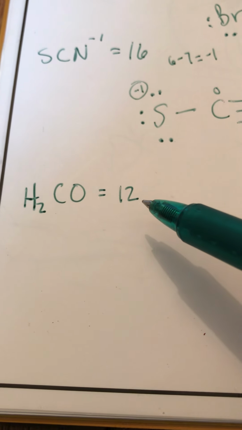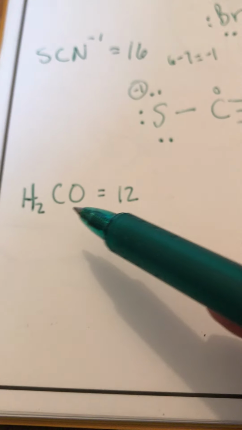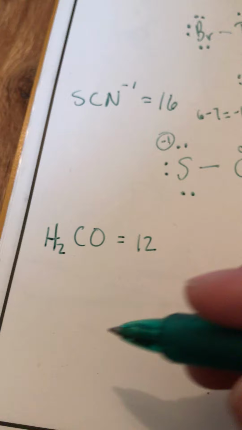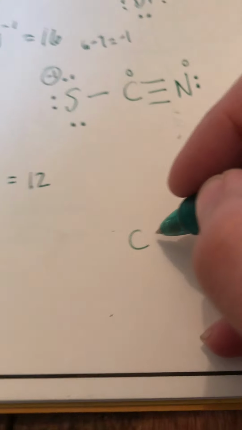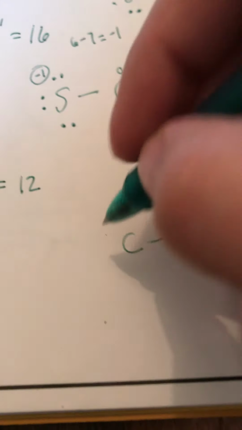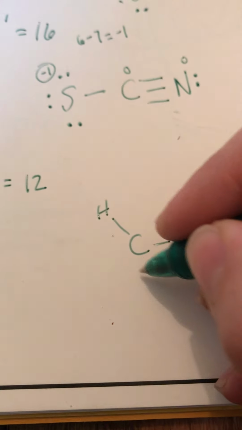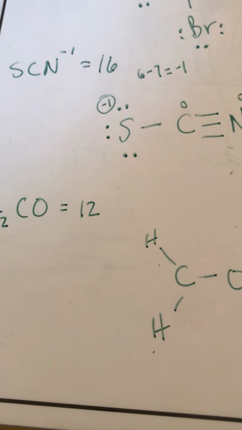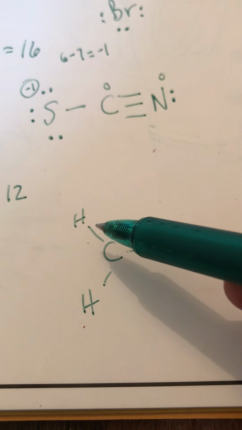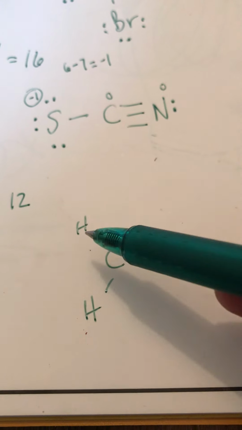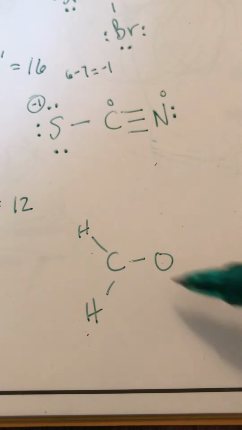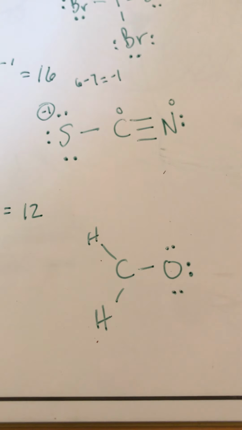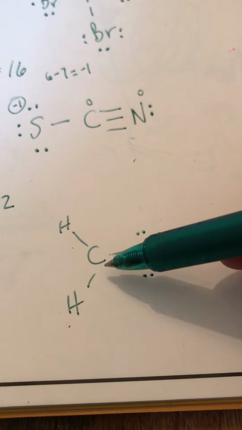We have a total valence of 12 with 2 hydrogens, 1 carbon, 1 oxygen. Carbon always goes in the middle. I'm going to connect it to the 2 hydrogens and 1 oxygen. So I'll put 1 oxygen here. I will put hydrogen here, hydrogen here. And now let's make sure that we've got 12. So we've got 2, 4, 6 showing. Hydrogens can't take any more electrons, so I'm going to put the rest on oxygen. 8, 10, 12. Now I need to make sure that everybody's happy.